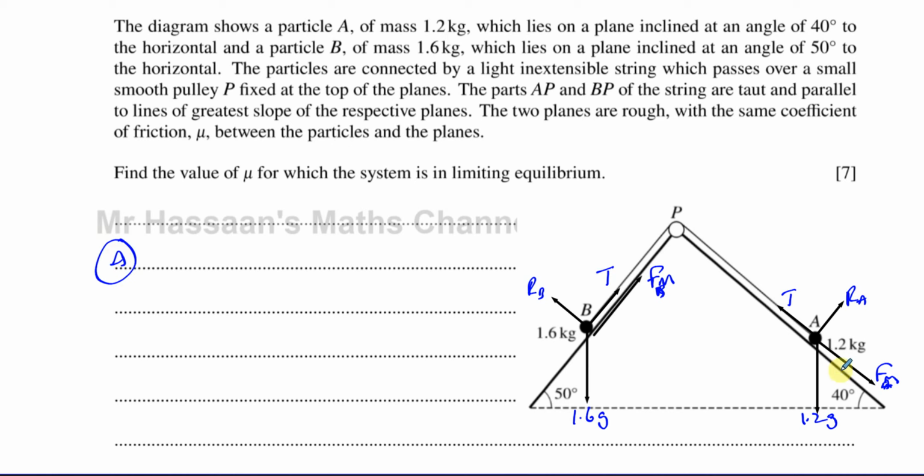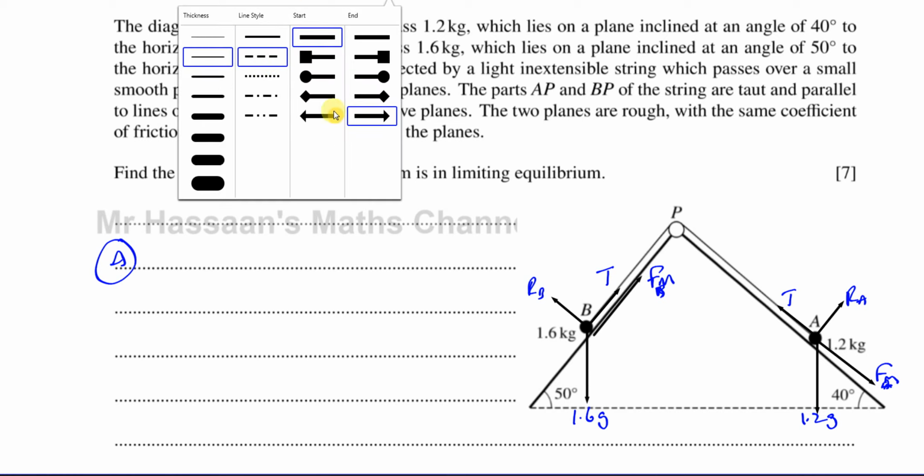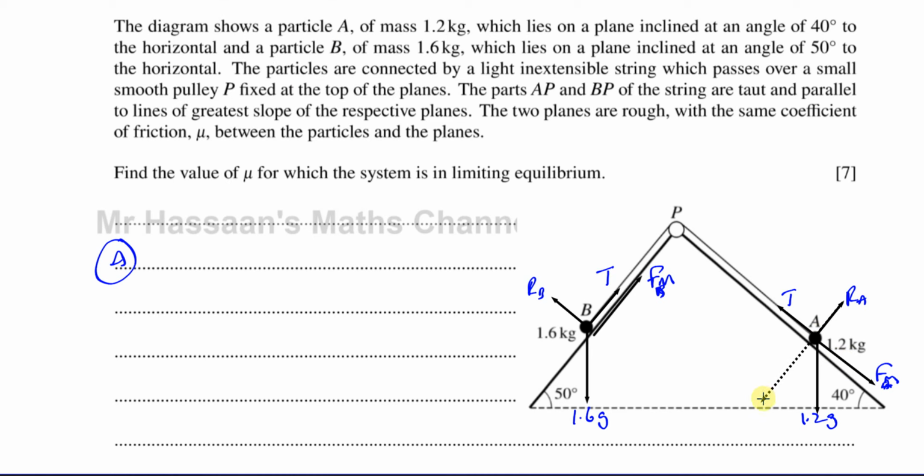Let's look at the forces acting on A and resolve them parallel and perpendicular to the plane. I'm just going to draw lines here and here to help us. This angle is 40 degrees because of the incline angle, and the angle between the weight and the reaction is always going to be the same, and this angle is 50 degrees for that same reason. Many different videos have explained that already, using similar triangles.